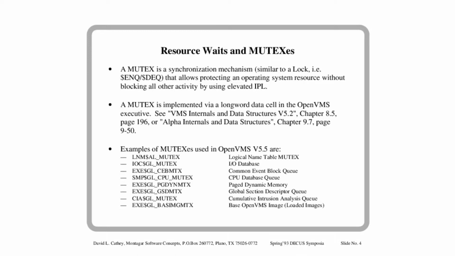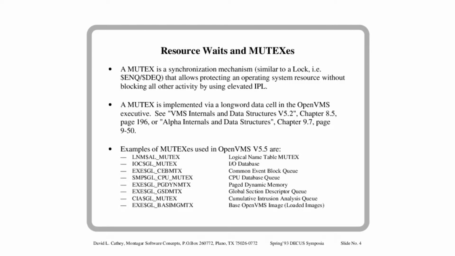Also, I'm at low IPL, so device interrupts, rescheduling interrupts, and things like that can occur without it. These high priority things can still happen, and this is considered more of a lower priority type of thing. A mutex is a very simple data structure. It's just 32 bits, a standard longword in the executive.